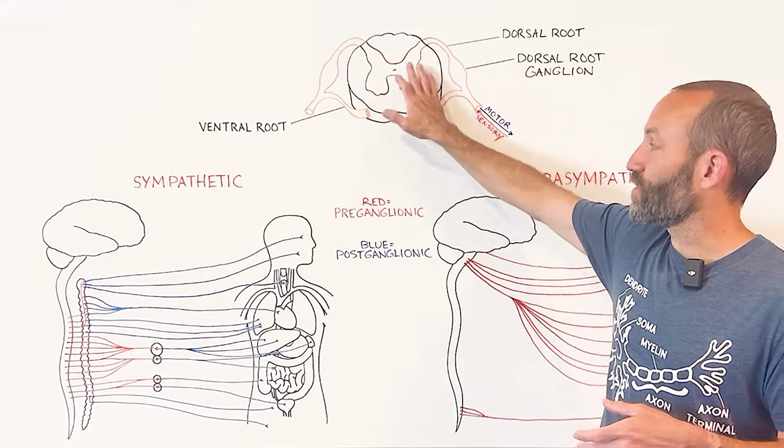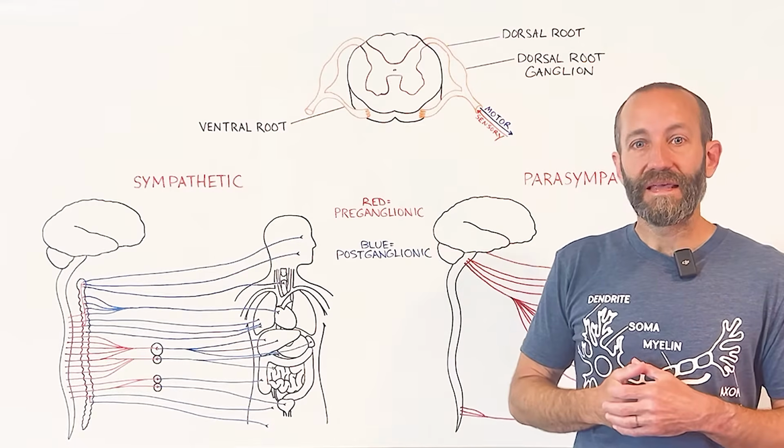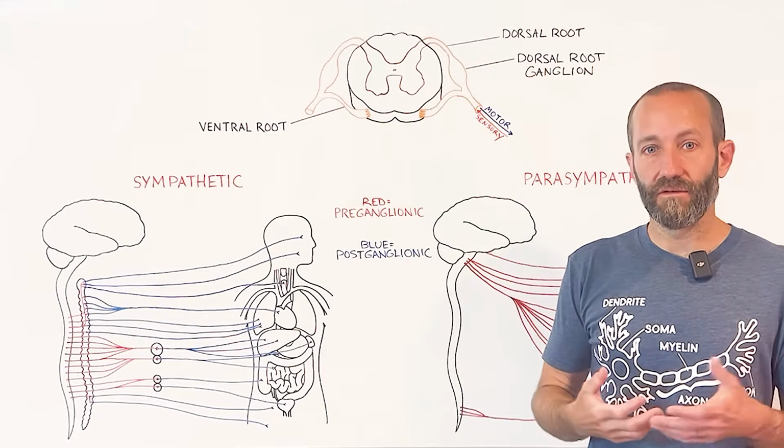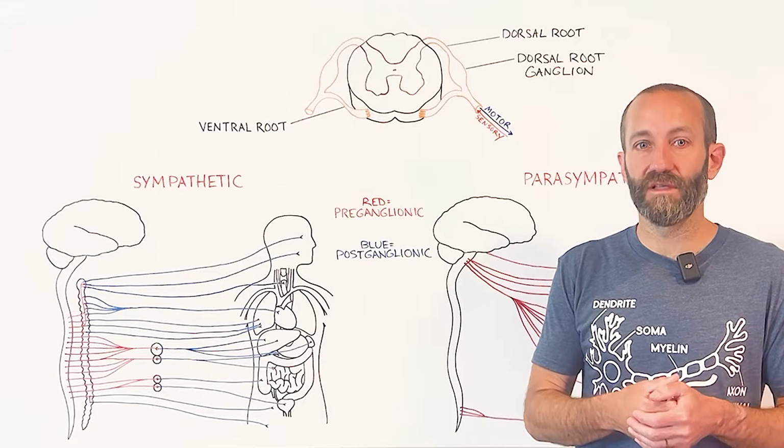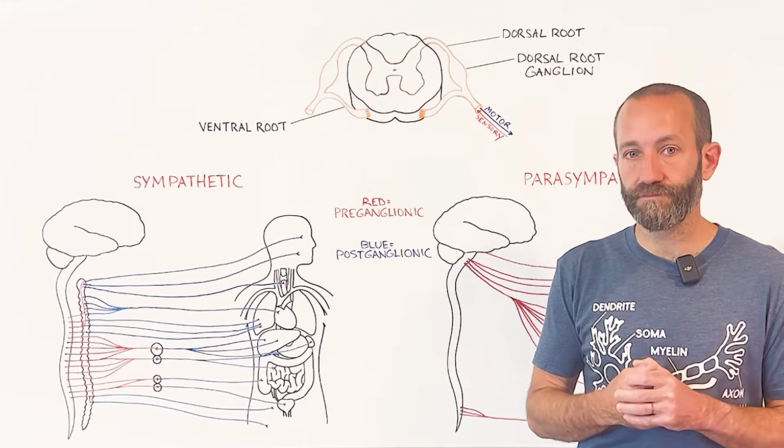This is a cross-section of the spinal cord here. Ganglia is the plural of ganglion, which is a term that's used to refer to a group of neurons in the peripheral nervous system. In the central nervous system, we usually call this a nucleus.